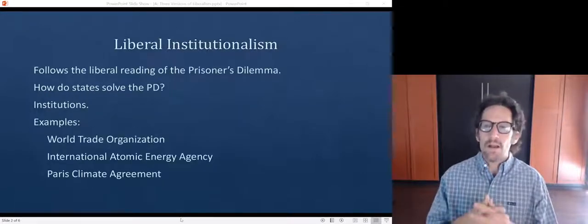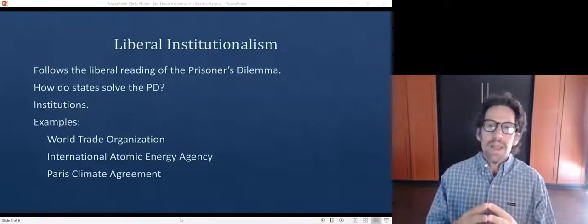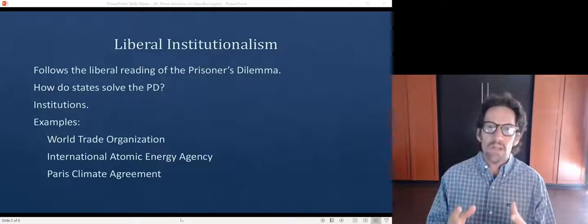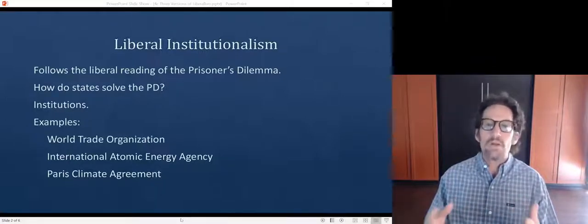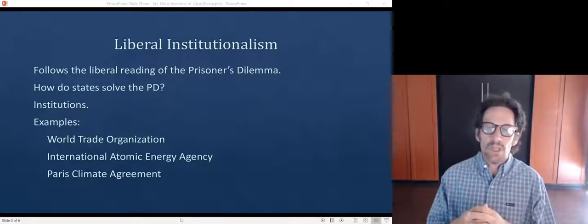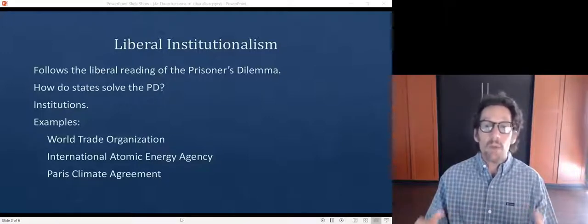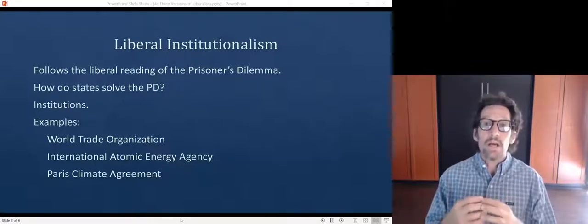So the first approach, and a very common liberal approach, is what we call liberal institutionalism. It essentially is what I've already introduced to you in this sort of liberal reading of the prisoner's dilemma. For liberal institutionalism, the question is, how do states solve various versions of the prisoner's dilemma, including the security dilemma, but also trade negotiations, and so on. And they do that by forming institutions. Institutions help share information, they help monitor compliance, they do lots of things to make it easier for states to cooperate with one another and to make them less worried that they're going to get cheated on.